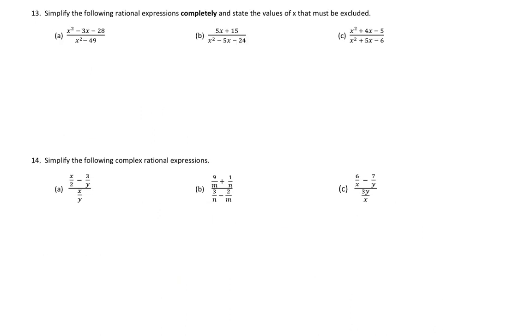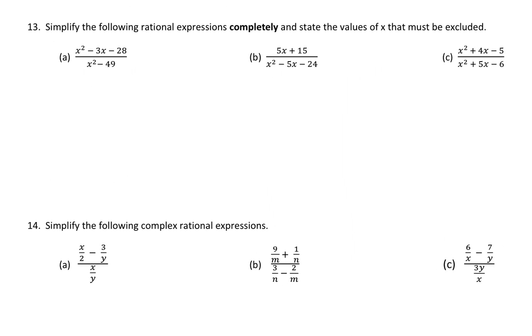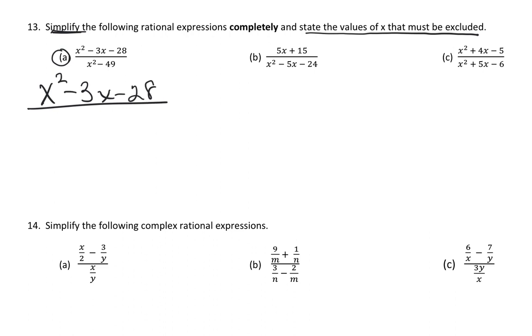I think these are the last two, maybe? Last two. This is simplify the following rational expression. Okay. Also, state the values that must be excluded. This is a two-part question. So first, let's simplify. Let's just do A. To simplify, I'm going to write it a little bigger just so we can see it. So to simplify, you want to try to factor.